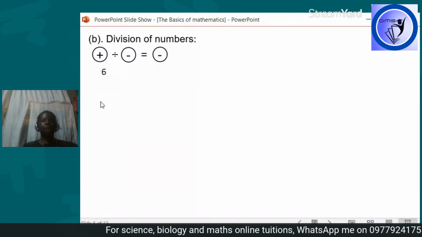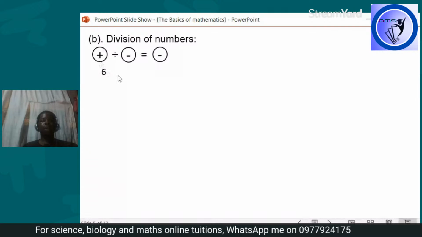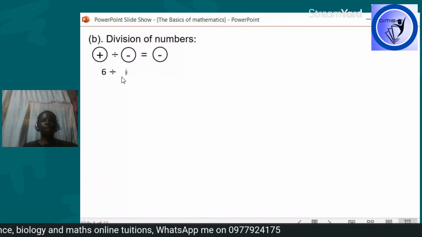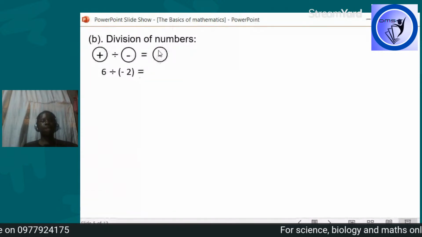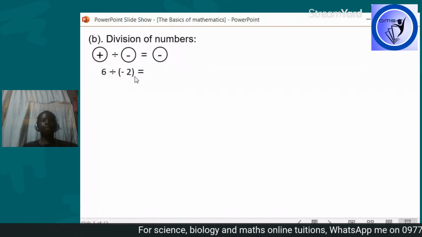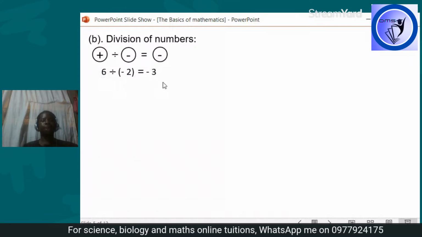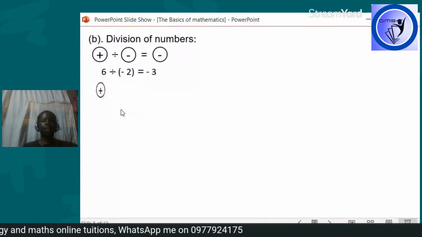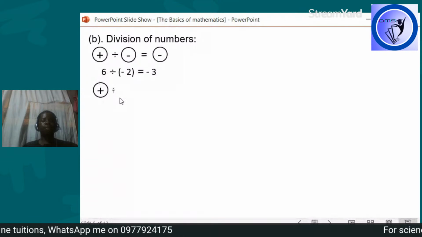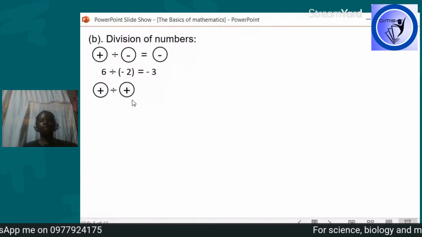So let's say we have 6, which is a positive, and then we are dividing it by negative 2. Definitely, the answer will be negative according to this condition here. So 6 divided by negative 2 will be negative 3, period. No doubt about it. So let's look at another condition, positive being divided by positive.